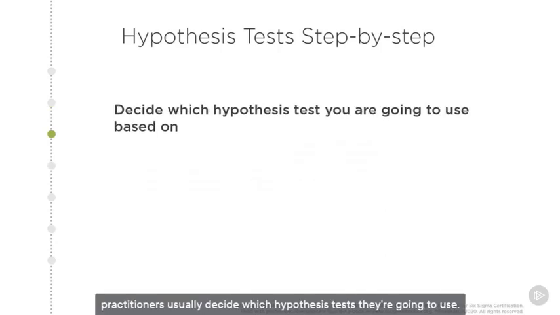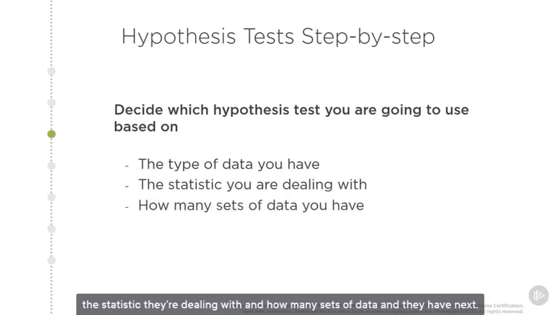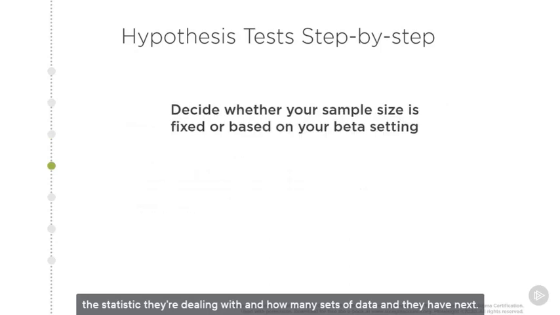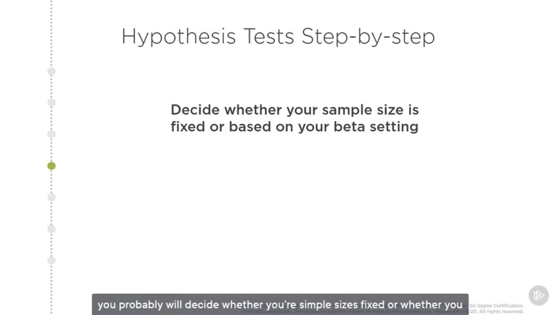Next, practitioners usually decide which hypothesis test they are going to use. To make such a decision, professionals will analyze the type of data they have, the statistic they are dealing with, and how many sets of data they have. Next, if you are running a hypothesis test, you probably will decide whether your sample size is fixed or whether you can select a sample size based on your beta setting.